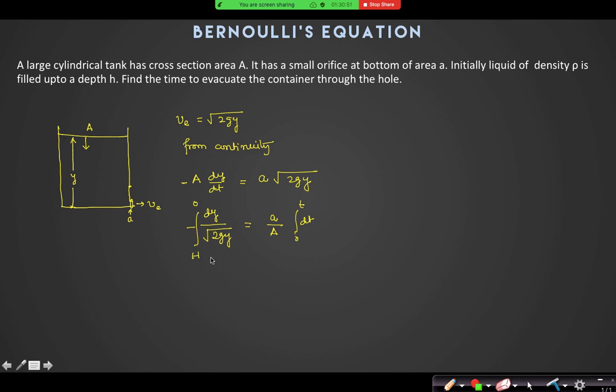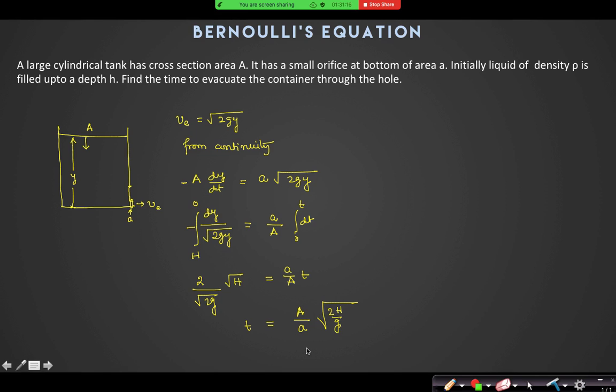Right, so that will be 2 root y. So 2 over root 2g into root over h is equal to small a by capital A into t. So t is equal to capital A by small a into root over 2h by g.